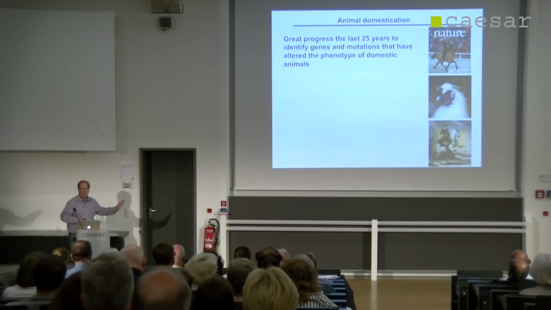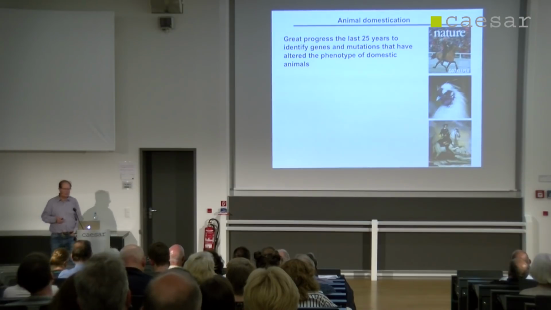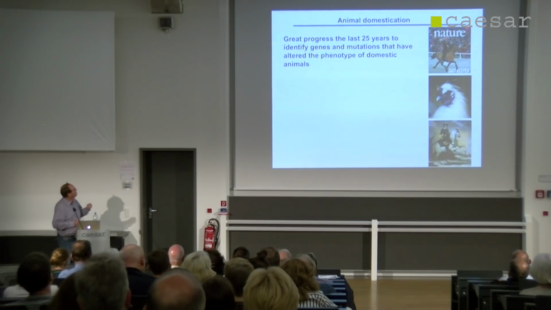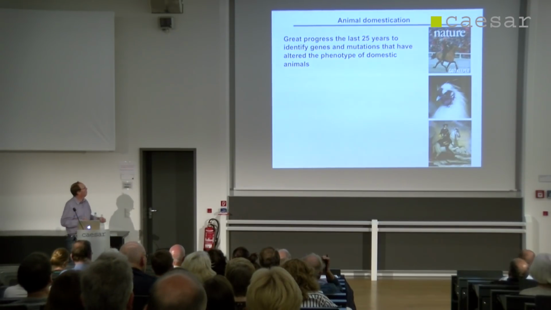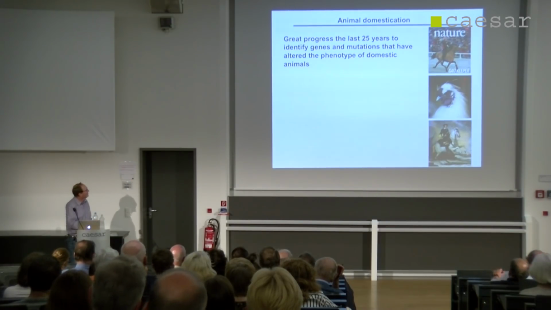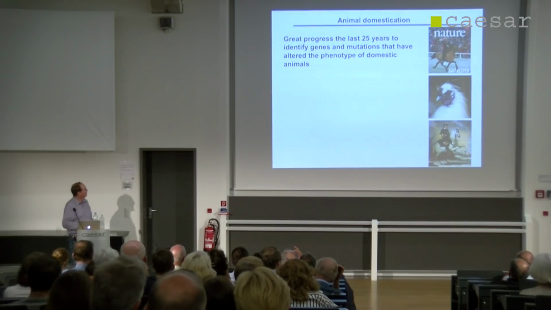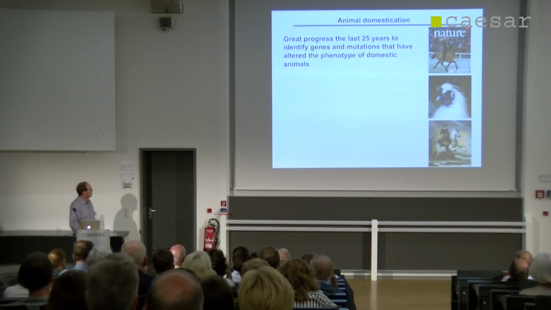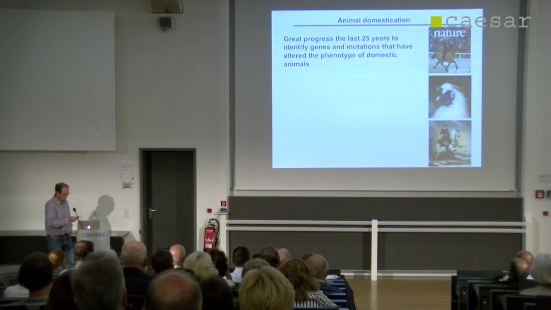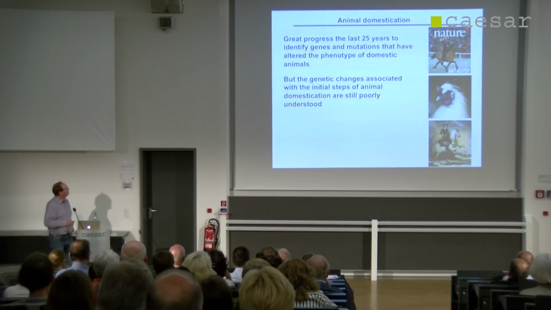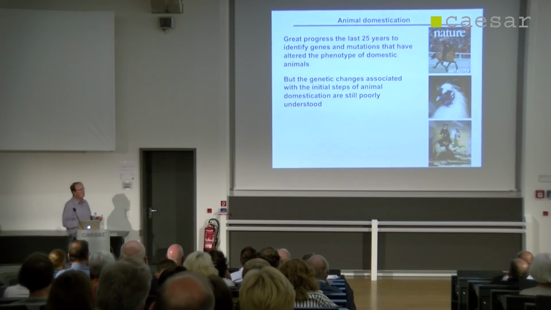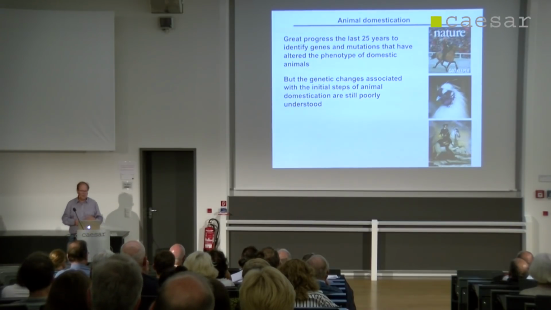So as I told you, there's been a lot of progress during the last 25 years to find genes and mutations that have altered the phenotype of domestic animals. You have the gatekeeper mutation. This is the rosecomb mutation, which is another mutation we described. And you have graying with age in horses, which is another of the mutations. But we know much less about the genetic changes associated with the initial steps of animal domestication.